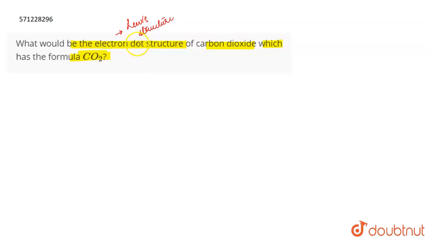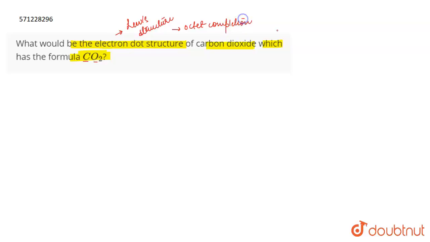So basically, we should first know the valence electrons in both of the atoms involved here, and then we have to arrange them in a manner that octet completion takes place. The number of electrons around the central atom, which is going to be carbon in this case, should be 8. So it means that octet completion should take place.